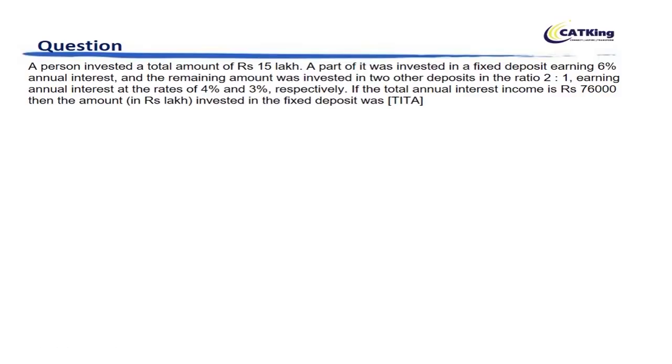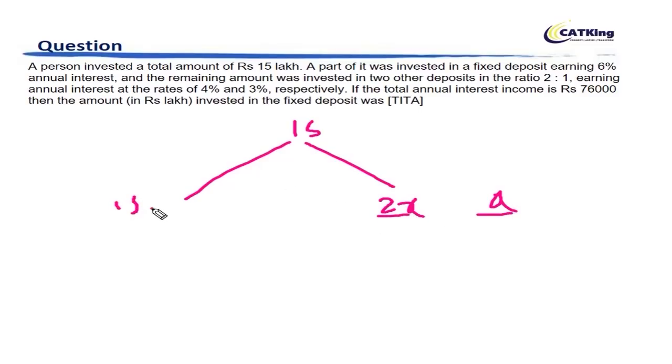A person invested a total amount of 15 lakh. A part of it was invested in a fixed deposit earning 6% annual interest, and the remaining amount was invested in 2 other deposits in the ratio 2:1. So the ratios are 2x and x. So the remaining is 15 minus 3x.